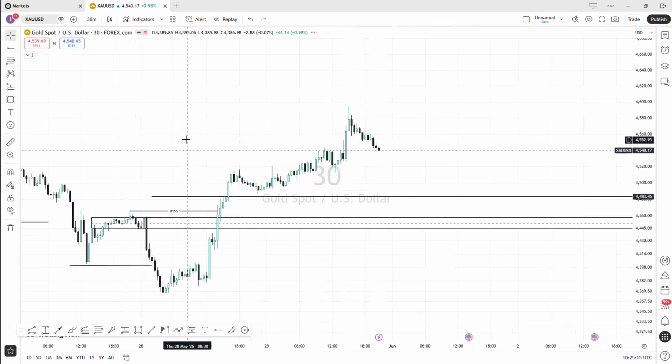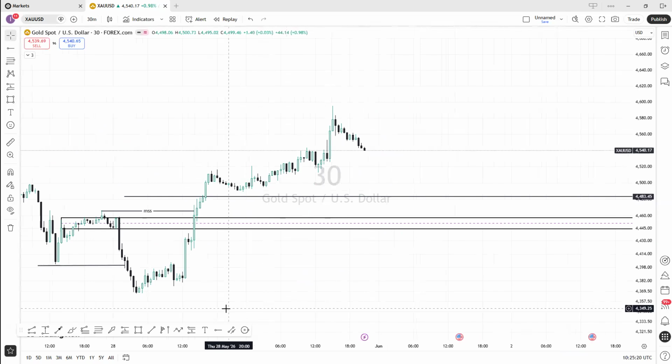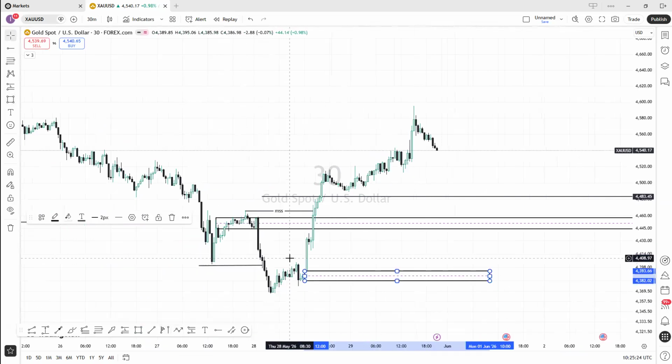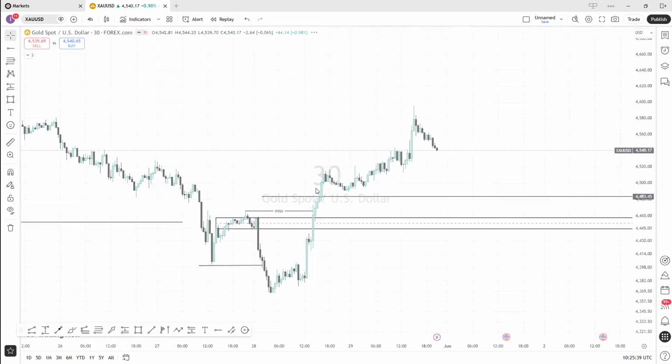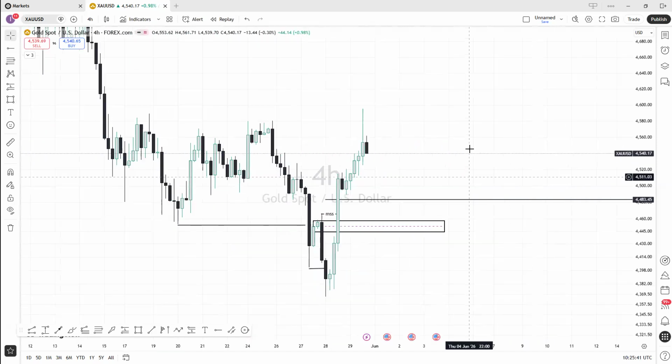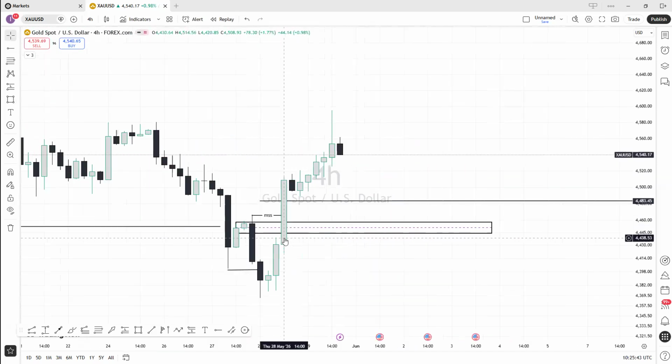You can shift on 30 minutes. There we have this demand, unmitigated demand. So we have multiple zones. If we have multiple zones, we want to stick with the high time frame zone. So let's stick with the 4-hour zone. On 4-hour, we have this breaker block.